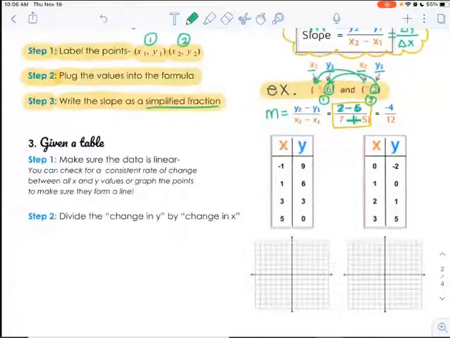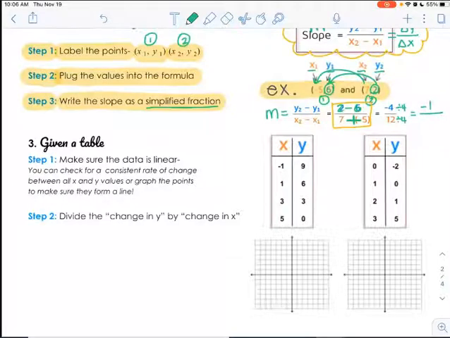Step 3 says, write the slope as a simplified fraction. That means I need to look at this and ask myself, can this simplify? And in the case of -4 over 12, the answer is yes, I can simplify this. Both the numerator and denominator can be divided by 4. So I'm going to go ahead and do that. -4 divided by 4 is -1, over 12 divided by 4 is 3.